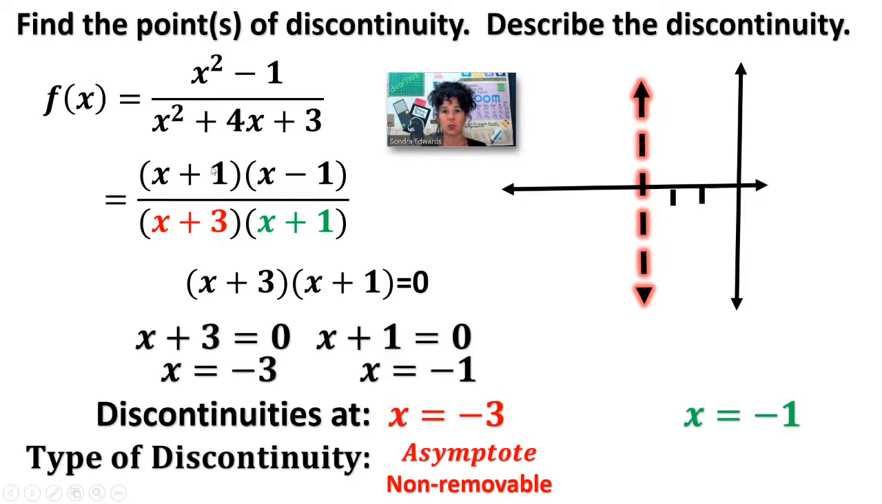Now x plus 1 cancels with x plus 1. We can cancel, remove the discontinuity. So at x equals -1, we're going to have a removable discontinuity. And the look on the graph, when that happens, you have a hole at x equals -1.